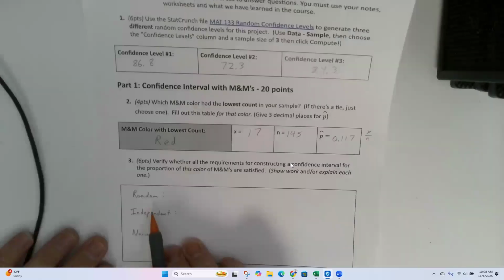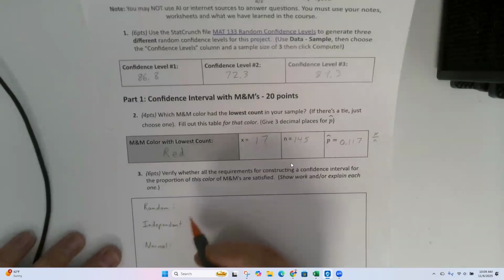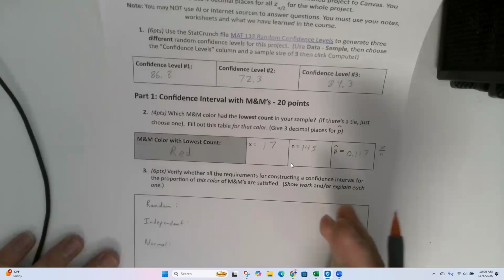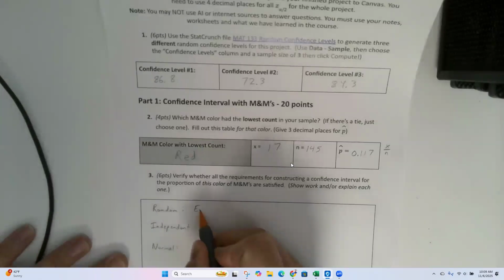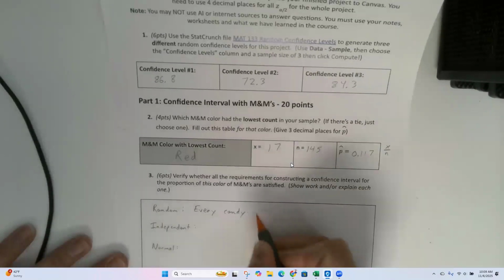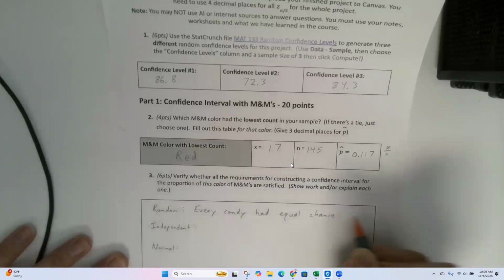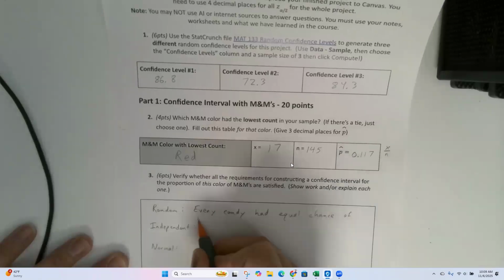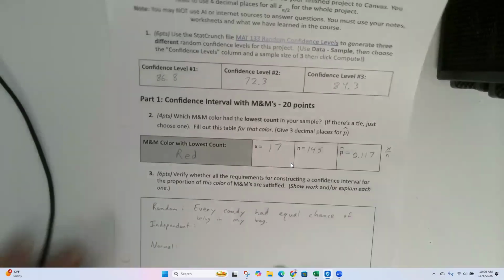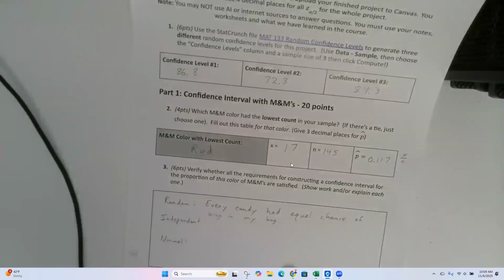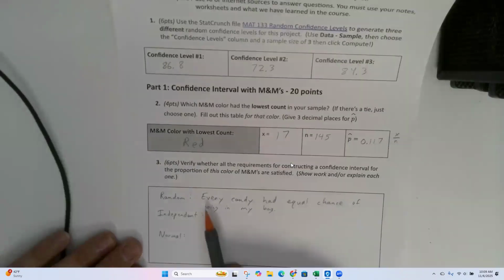Now, we don't have anything in here that says it was random. But we know that the sample that we collected, which was just our bag of M&Ms that we bought, was random because every candy had equal chance of being in my bag. We didn't go hand pick the candies and put them into our bag. It was done for us already, and they're all mixed together. So, we're going to say that it's random.